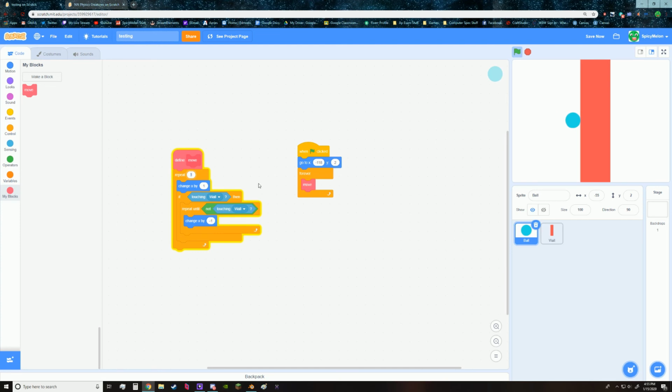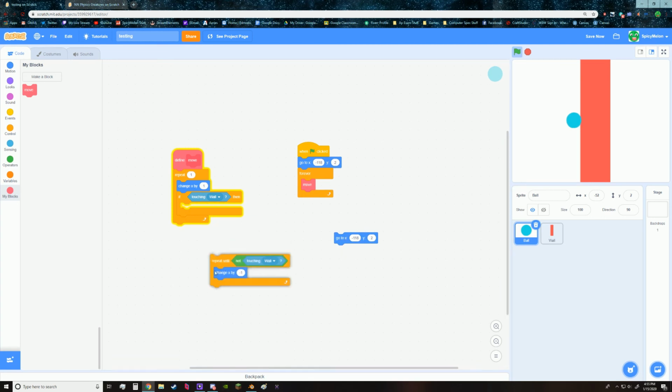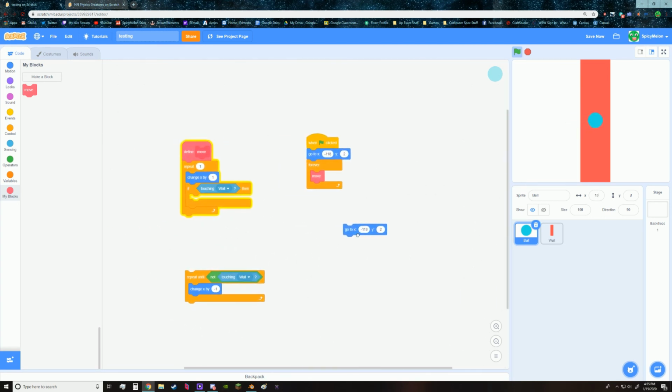And then, just for demonstration purposes, I can have it so that if touching wall, go back to that point. So now when it touches wall, it'll go back. If I put this to 10, that's moving at the speed of 10. If I put it at 100, it's moving at the speed of 100. But you clearly see that no matter what speed you have, it's never jumping over the wall.